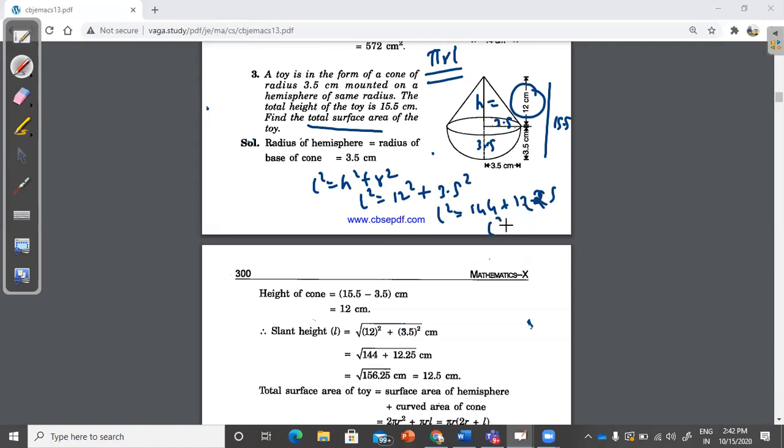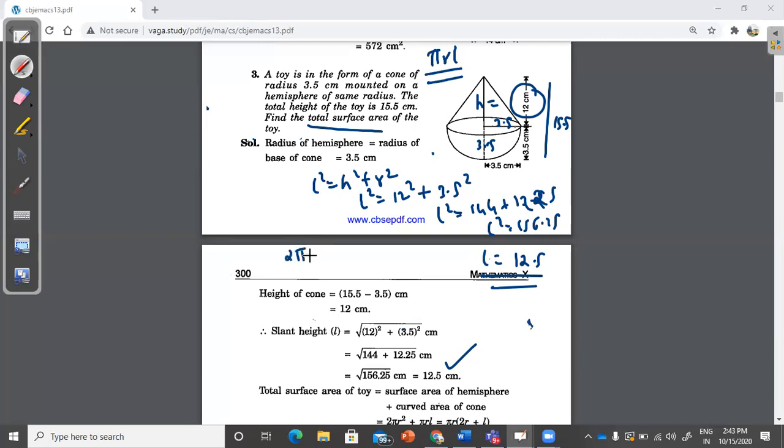So this is going to be 156.25. So the square root of 156.25 will be 12.5. So I can say that the slant height is going to be 12.5. Okay, so this is important that we calculate the slant height. Now, once we calculate the slant height, what is the formula to find the total area?